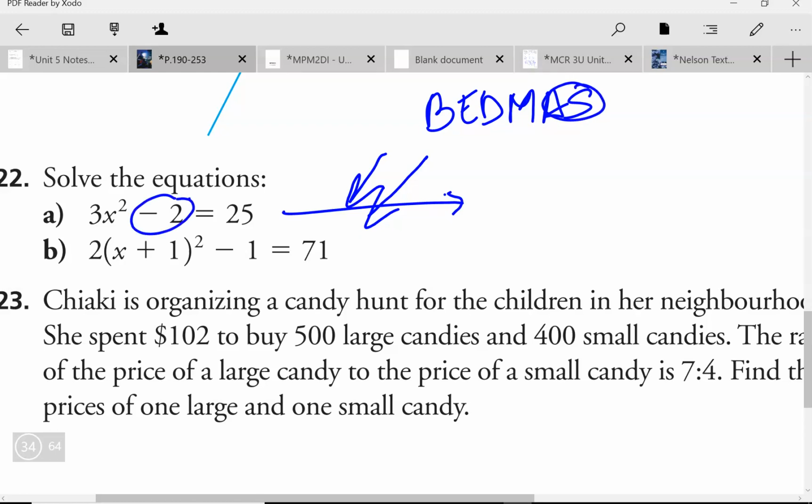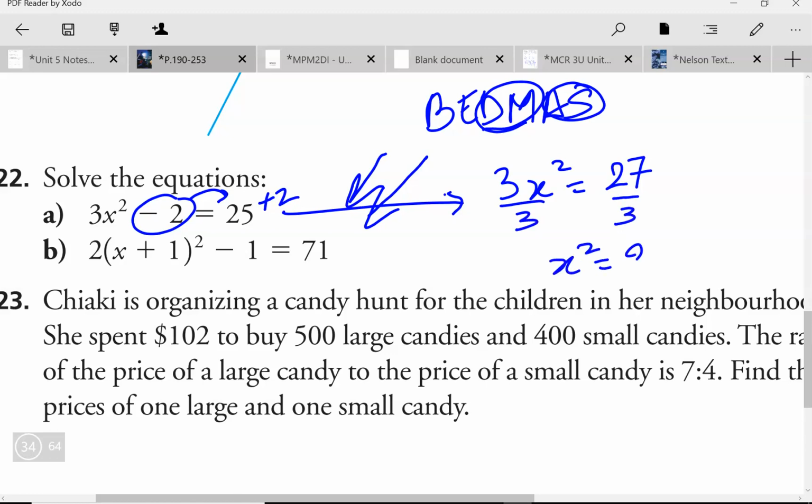So I'm going to remove this 2, move it to the other side. I have 3x squared equals 25 plus 2, which is 27. The next thing I do is multiplication, division. Here that means the 3, right? So I'm going to divide both sides by 3. And so I get x squared equals 27 divided by 3 is 9.